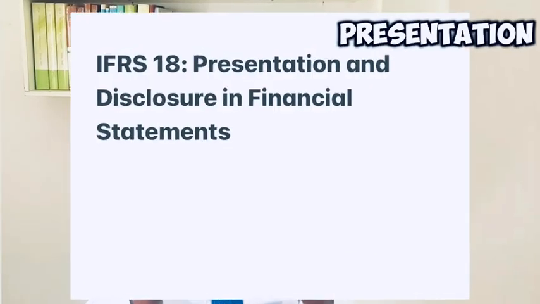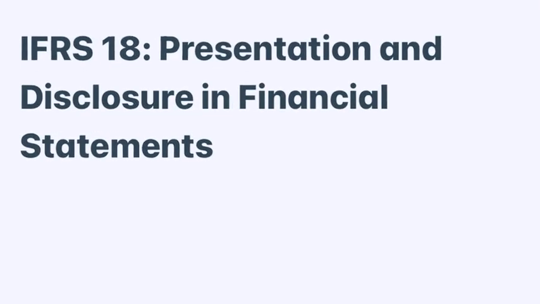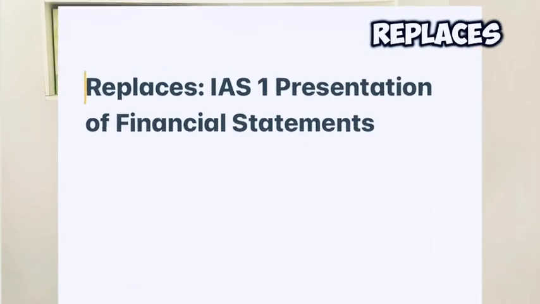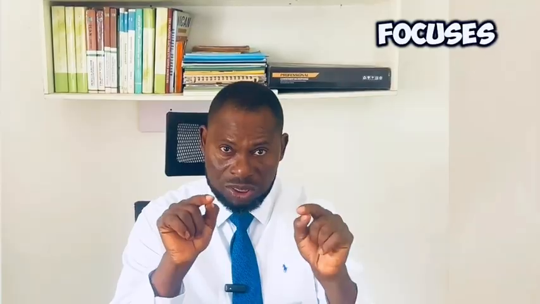Now, IFRS 18 is presentation and disclosure in financial statements. It is a new standard that replaces IAS 1, presentation of financial statements. It focuses on the profit or loss account. That's what it focuses on. It does not focus on the other financial statements. It focuses on the statement of profit or loss.